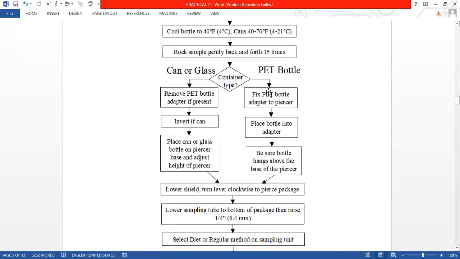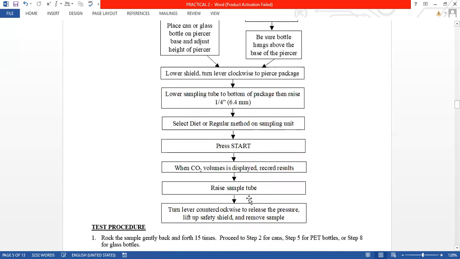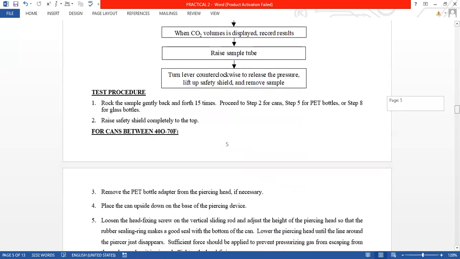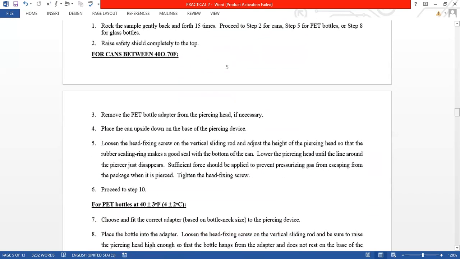PET bottle. For the PET bottle, fix the PET bottle adapter to the piercer and place the bottle adapter. And then this is the same procedure for both. We have to start the button, press on the mirroring, and then when the carbon dioxide volume is displayed, record the result, raise the sample tube, and that is how we can calculate it.